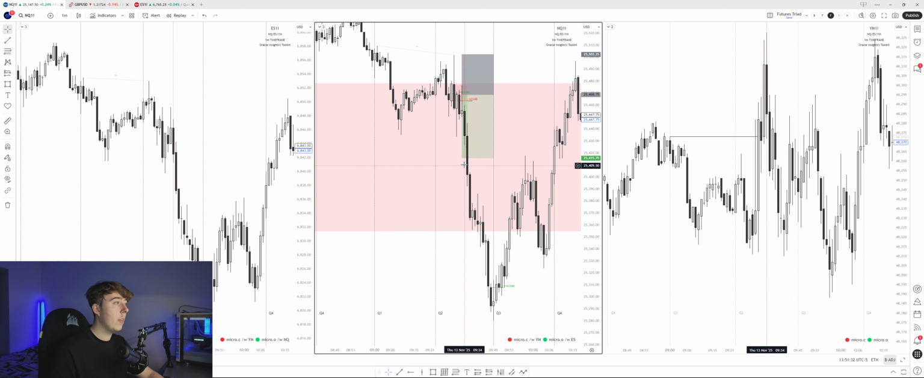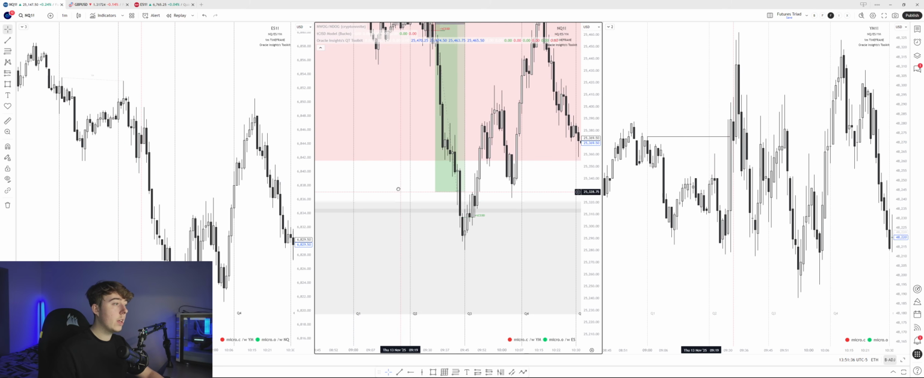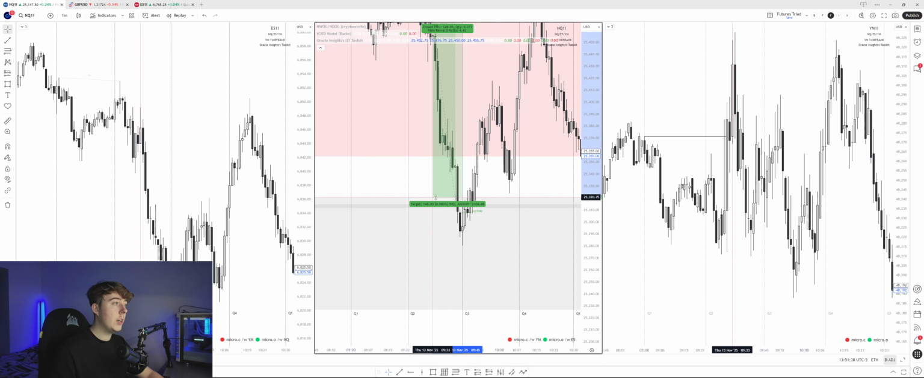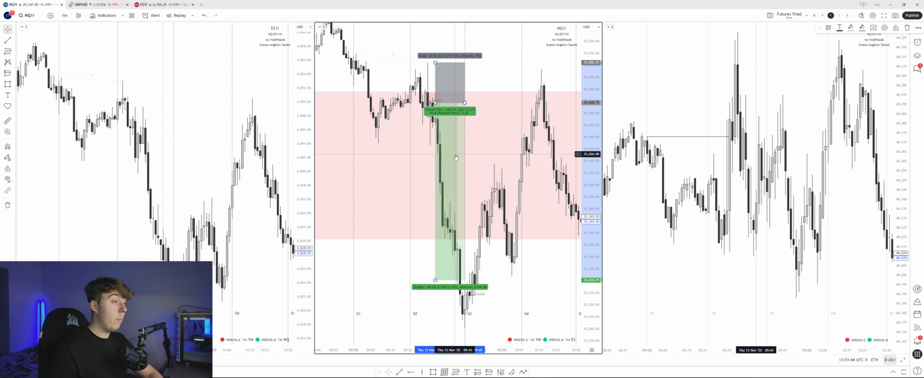Simple as that. Okay. Where did I target as well? I target the MWOG. So let me go ahead and turn the MWOG on. As you can see, literally just the top of the MWOG, nothing much else there. 4.4R, simple as that. Okay. So that was Thursday's trade.